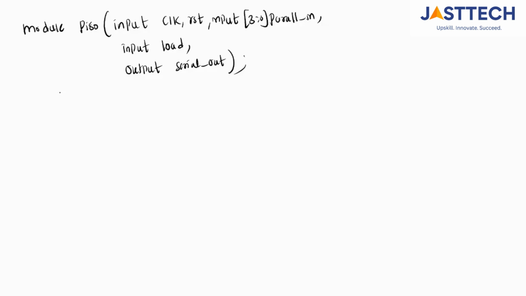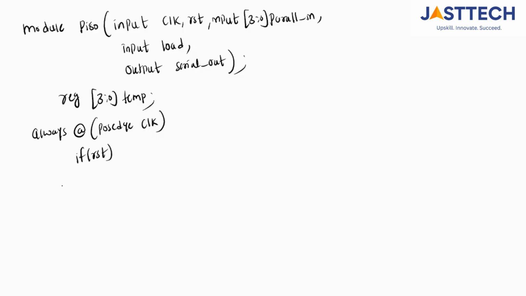Next, I need to declare one temp register, that is reg [3:0] temp. This is a 4-bit temp register. After that, always @(posedge clock). If reset equal to 1, I am initializing temp with 4'b0000, all zeros. Else if it is load.